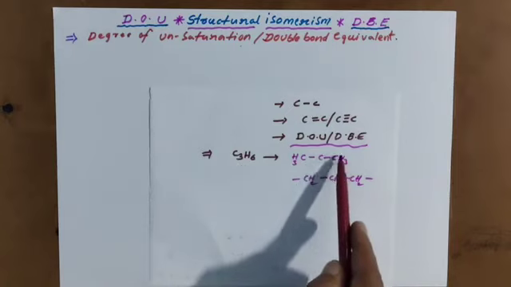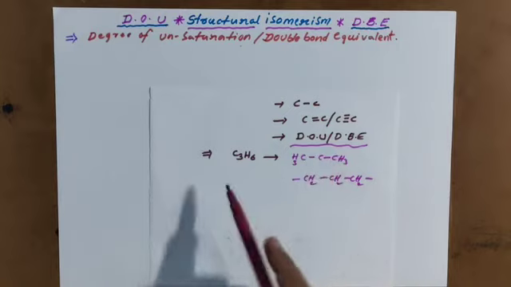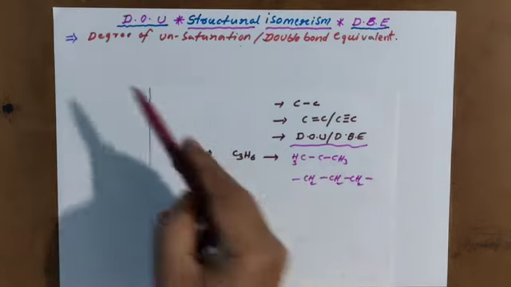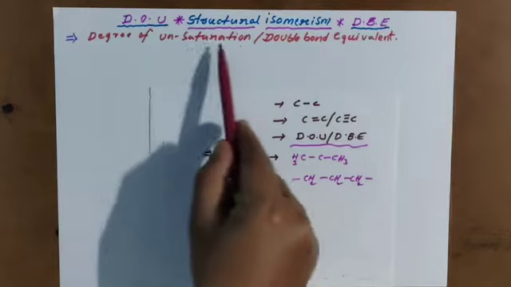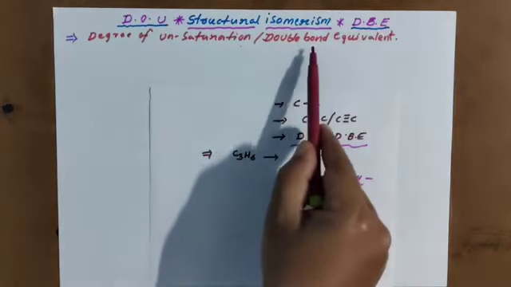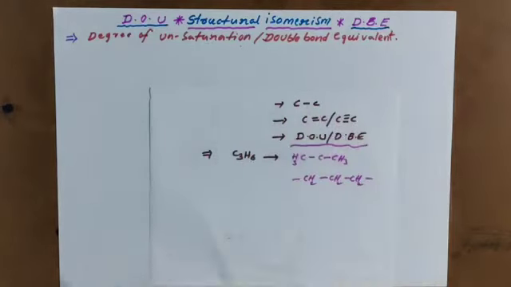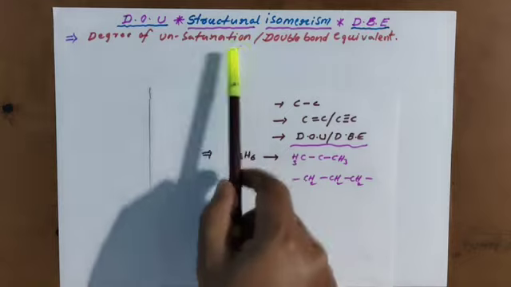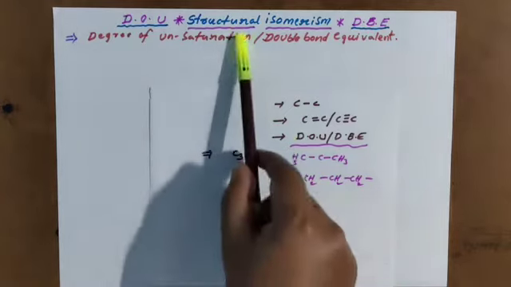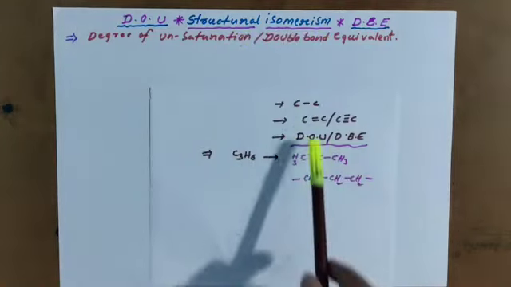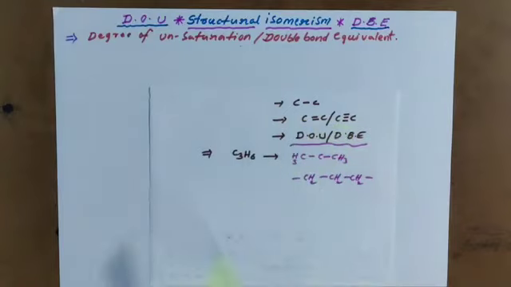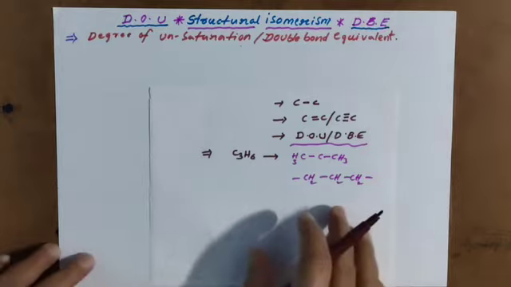How many unsaturated bonds are there, we have to learn first. So for that we have to discuss degree of unsaturation or double bond equivalent. If you know the double bond equivalent, or degree of unsaturation, then only can structural isomerism be explained in unsaturated compounds. Let me discuss how to calculate degree of unsaturation.